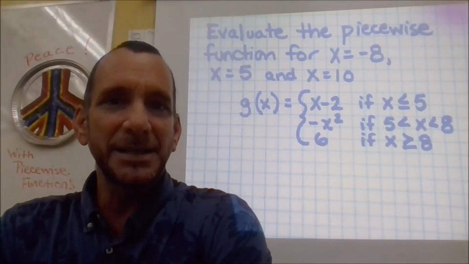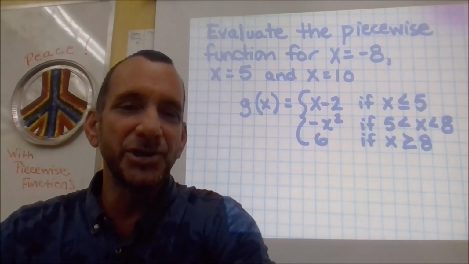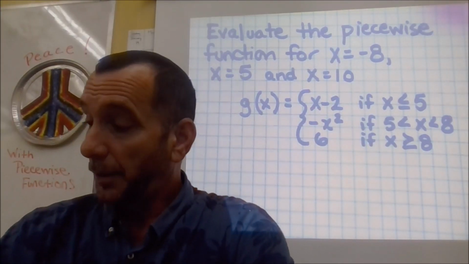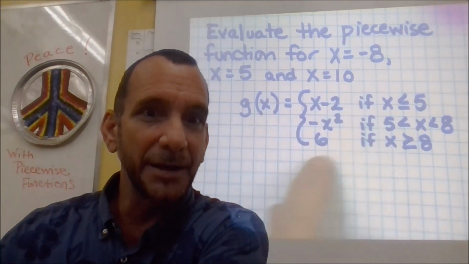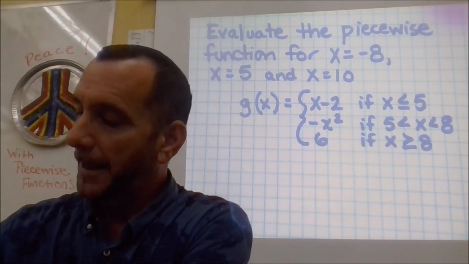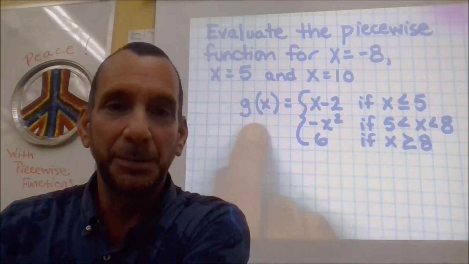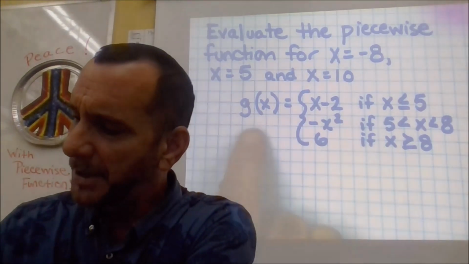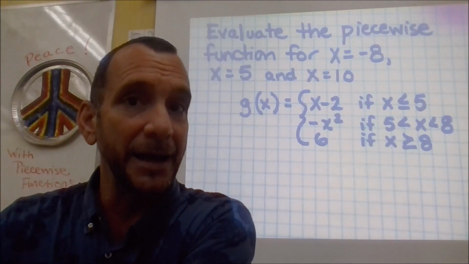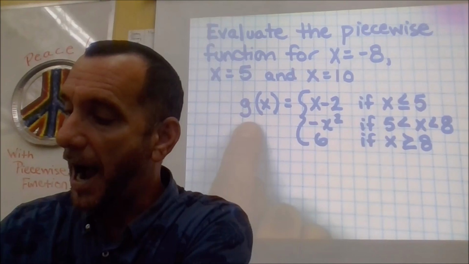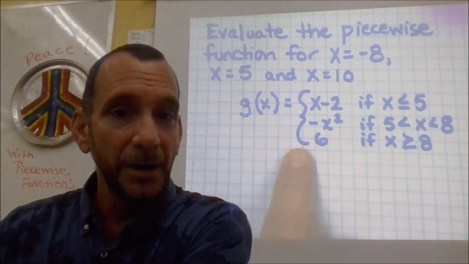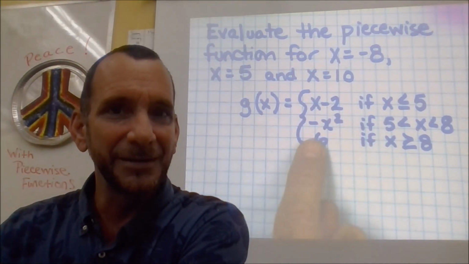A piecewise function is a combination of functions. And so what we really want to do is look at what's going on in this piecewise function. Now here's a g of x, could be f of x, h of x, but it's g of x and it's really y as a relationship with x. So we could just call this y equals. Now there are three functions here.